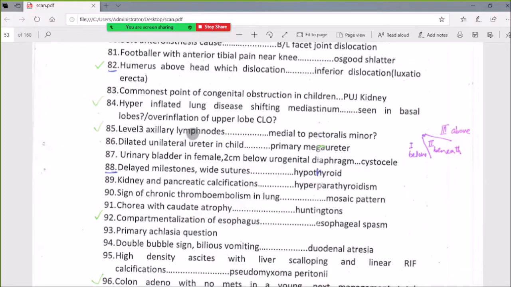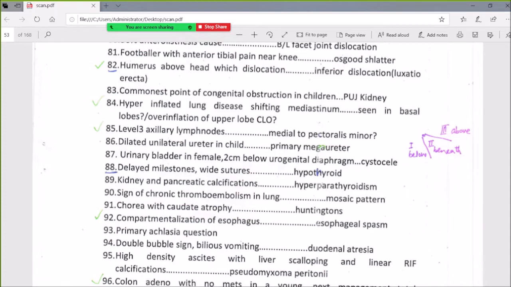85. Level 3 axillary lymph nodes are seen medial to pectoralis minor. Now this is level 1, level 2, level 3. This is pectoralis minor. Lateral to pectoralis minor is level 1, on pectoralis minor is level 2, and medial to pectoralis minor is level 3. So level 3 lymph nodes are medial to pectoralis minor.